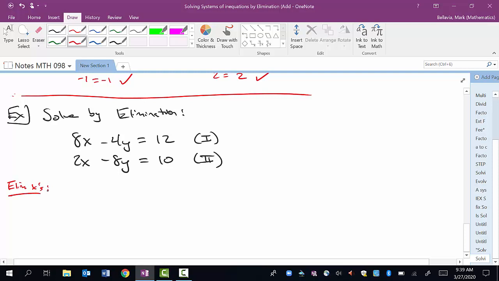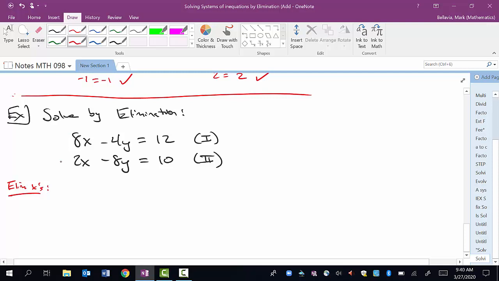If I go to eliminate x's, I want the coefficients of x, the numbers in front, to be the same value but have opposite signs. So I have 8x and I have 2x. Both of them are positive right now, so I know I have to multiply by a negative number. Think of this almost like an LCD: what's the smallest number 2 and 8 are both factors of? In this case, that number is 8. So I want to make 2 look like a negative 8.